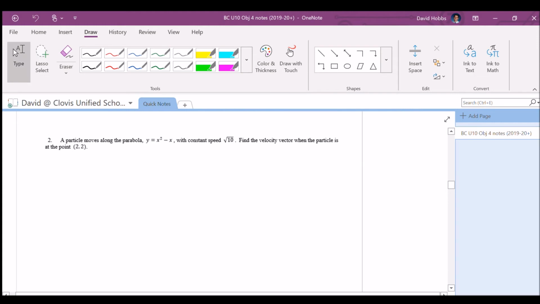Okay, moving on. A particle moves along the parabola y equals x squared minus x with constant speed, root 10. Find the velocity vector when the particle is at the point (2, 2). A lot of stuff going on here. The first thing that's jumping out at me is the constant speed.